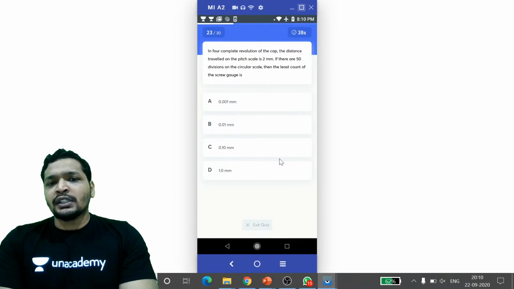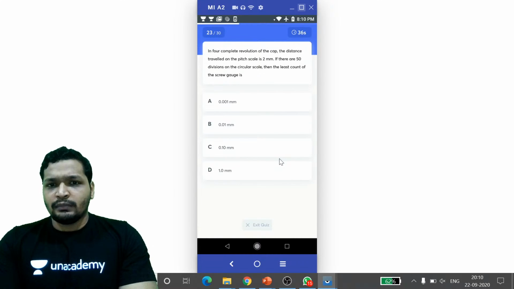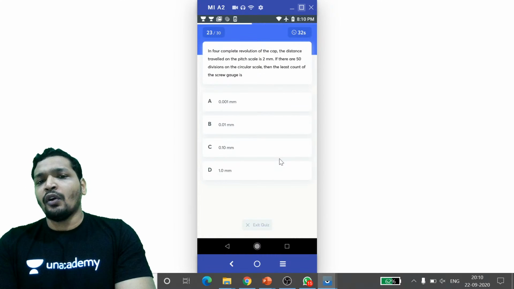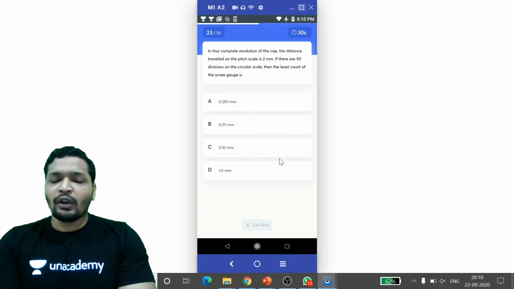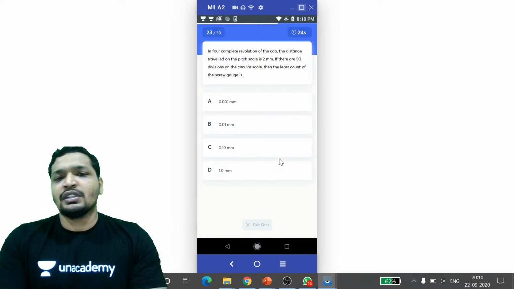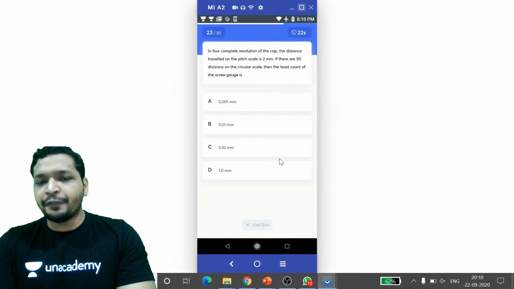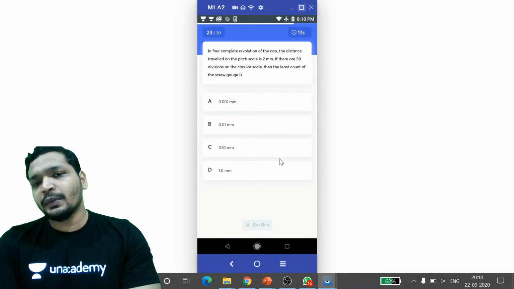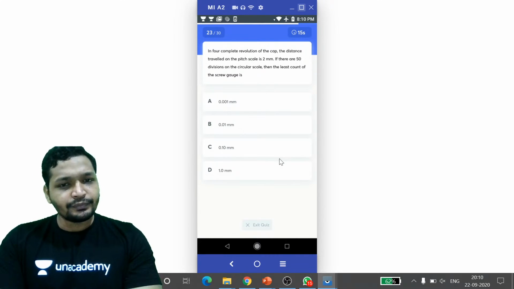So 4 revolutions make a distance move on the pitch scale of 2 mm. That means what is the value of the pitch? In one revolution it is going 0.5 mm and there are 50 divisions. So 0.5 mm by 50, in mm it's going to be 0.5 by 50. That's going to be 0.01.